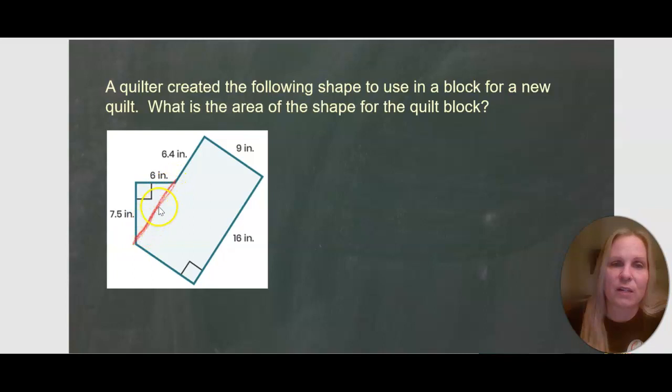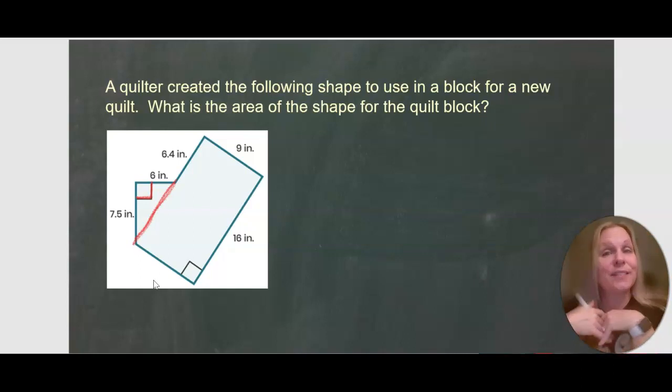And then I've got a triangle and a rectangle. So let's start with the triangle. You might be thinking that's the base, but remember, we just need the base and the height to be perpendicular to each other. The shapes are not always going to have the base on the bottom. That's important to remember. So as long as I see this right angle right here, I can say that 6 is my base and 7.5 is my height. Or I could even say that 7.5 is my base and 6 is my height. It doesn't matter because multiplication is commutative, right?